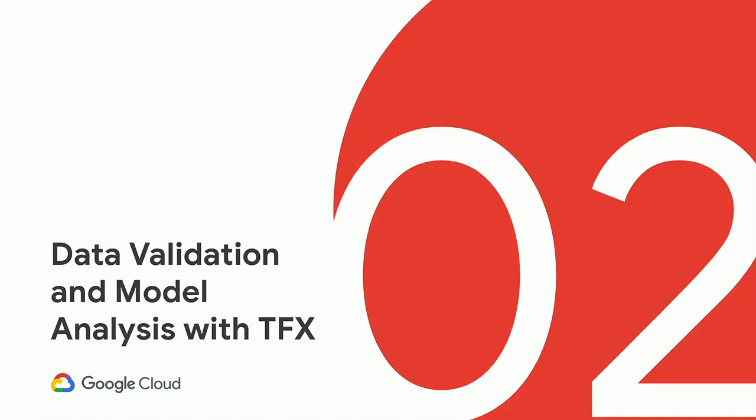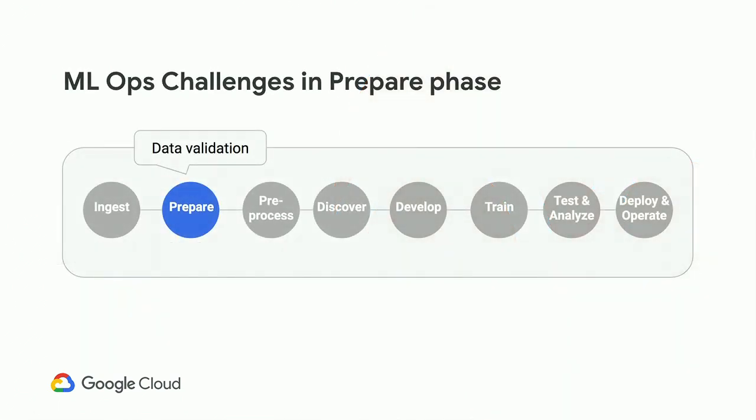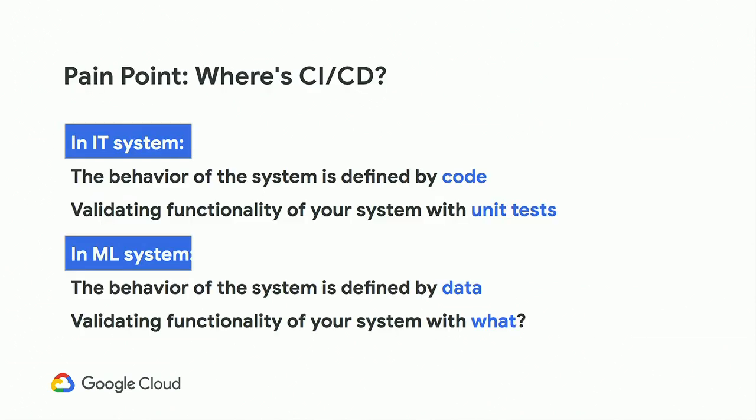So let's get started with the data validation part first. This should be happening at the preparation phase of the ML pipeline. After you collected all the training data, you have to do some preparation or pre-process for the data. The pain point we have been hearing at this phase from the customers or internal engineers is the CI/CD, continuous integration and continuous delivery.